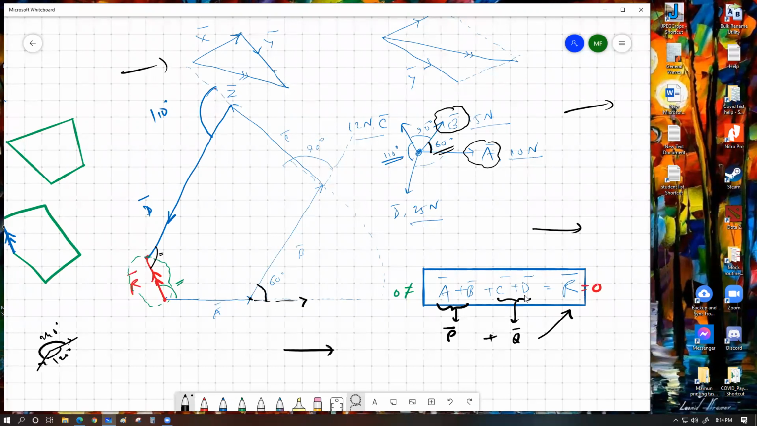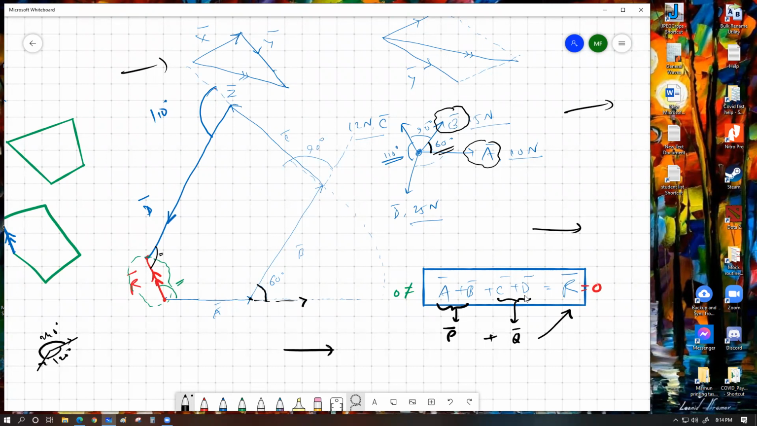Sadman, go ahead. Sir, my question was, in the polygon rule, which vector or force will we consider first? Will that be specified, sir? No, that will not be specified. I could start this vector diagram with any of these four forces. It doesn't matter. You can use any one at any time.